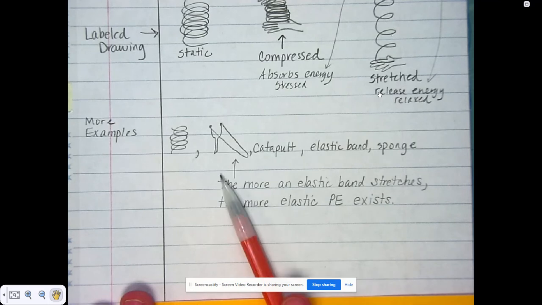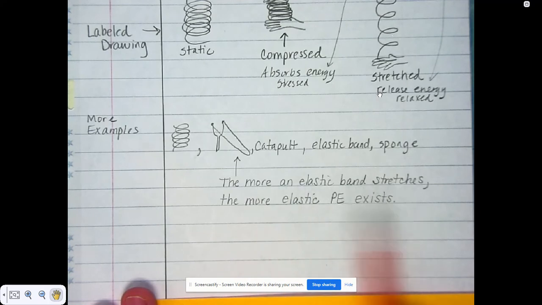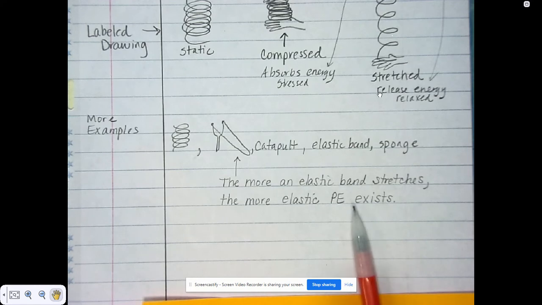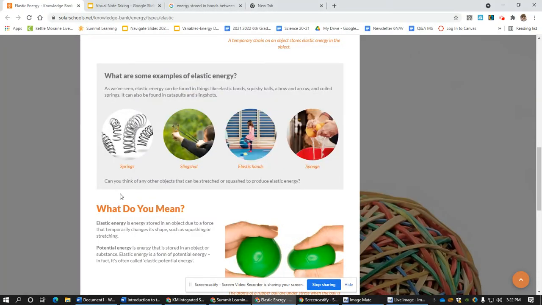Then where do I get some captions or some information? Well, it mentions the more an elastic band stretches, the more elastic potential energy exists. When I look back, some of you are wondering, I didn't see that in the reading. And so I'm going to show you where I got that information in the reading. So I didn't see any of that information here. I did not see any information here.